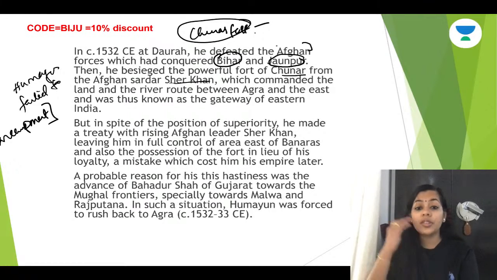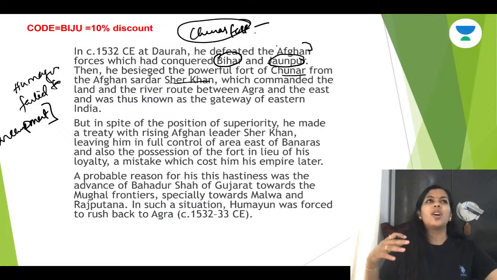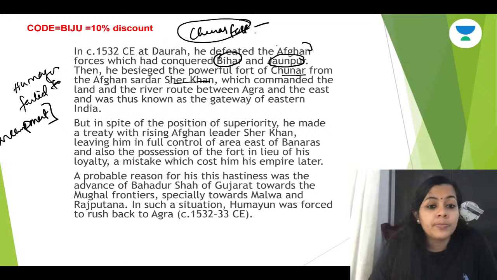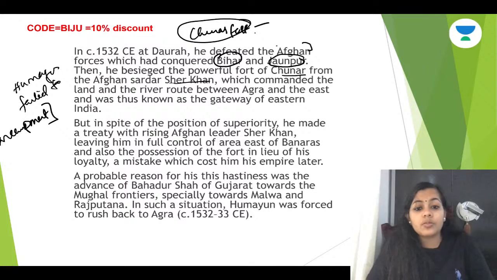After this war, as I explained earlier, Humayun never was a foresighted man. He left everything in the hands of Sher Khan, and he asked him to control and rule the things, and they were able to rule.